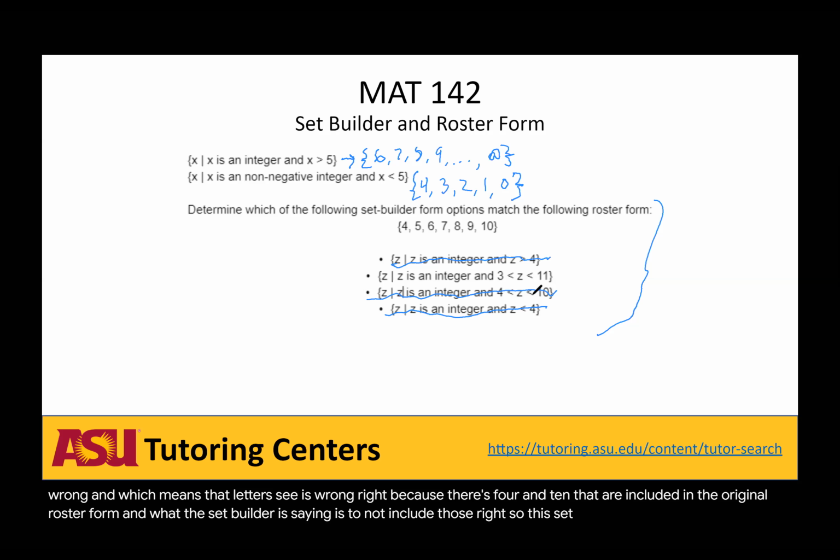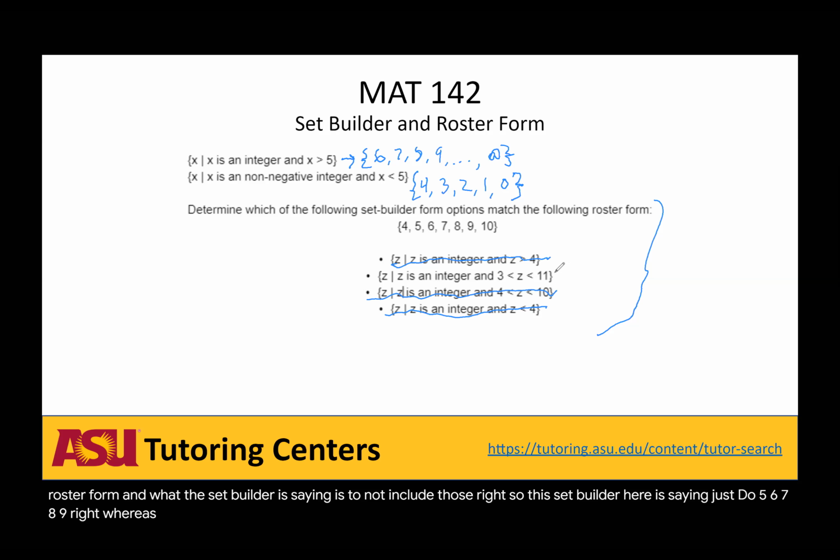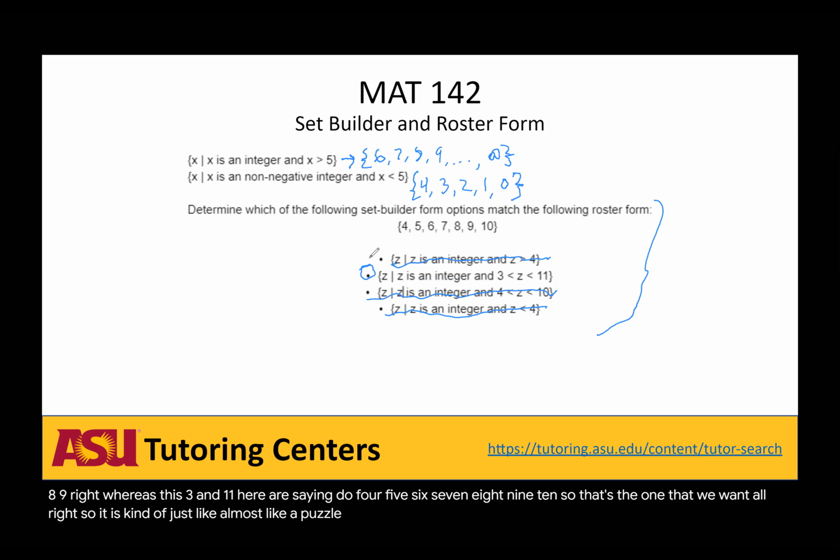So this set builder here is saying just do 5, 6, 7, 8, and 9, right? Whereas this 3 and 11 here are saying do 4, 5, 6, 7, 8, 9, 10. So that's the one that we want, right? It is almost like a puzzle, right? You just got to pick the right one that makes sense and forms the roster form that you were given.